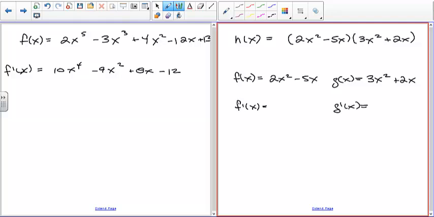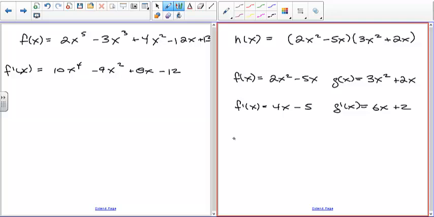Okay, so we take the derivatives here. They're just polynomials, so 2 times 2 is 4, so we get 4x. Derivative of x is 1, so we get that here. 2 times 3 is 6, 6x. And derivative of 2x is 2. Okay, so we just plug it into the product rule.